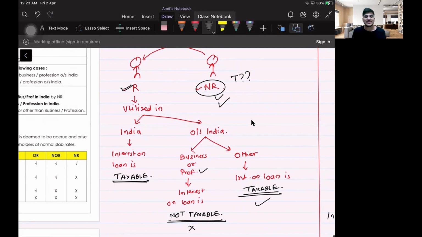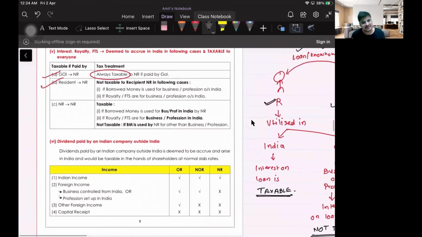मोटा मोटी अगर रेसिडेंट यूटिलाइज कर रहा है इंडिया में तो इंडिया बीच में आया तो नॉन रेसिडेंट को जो इंटरेस्ट, रॉयल्टी एंड एफटीएस मिलेगा वो टैक्सेबल होगा. बट अगर इंडिया बीच में नहीं आ रहा है, मतलब रेसिडेंट यूटिलाइज कर रहा है आउटसाइड इंडिया फॉर बिजनेस एंड प्रोफेशन, देन इन दैट केस इंटरेस्ट, रॉयल्टी, एफटीएस टैक्सेबल नहीं होगा. रेसिडेंट यूटिलाइज कर रहा है आउटसाइड इंडिया नॉट फॉर बिजनेस एंड प्रोफेशन, तो फॉर दिस नॉन रेसिडेंट इंटरेस्ट, रॉयल्टी, एफटीएस टैक्सेबल होगा. ये था आपका पॉइंट नंबर 2. अभी पॉइंट नंबर 3 का बात करता हूँ.